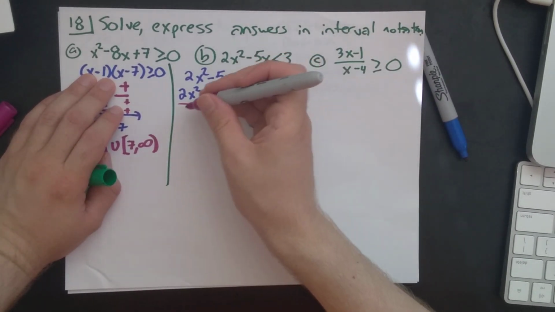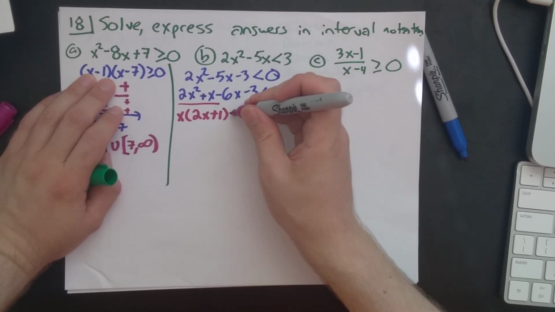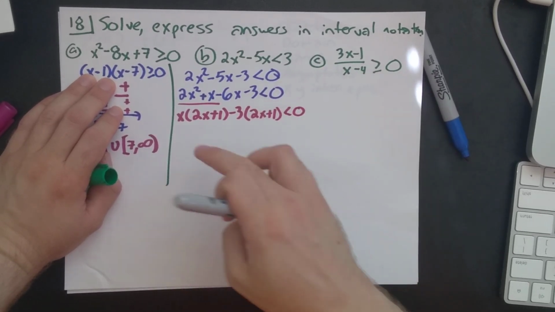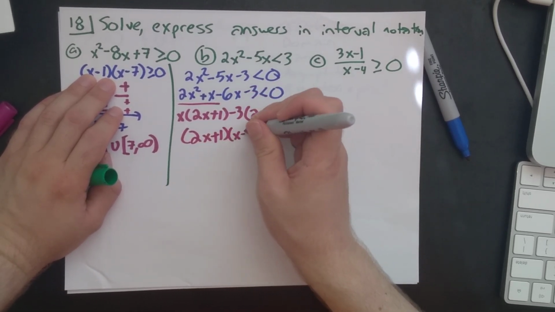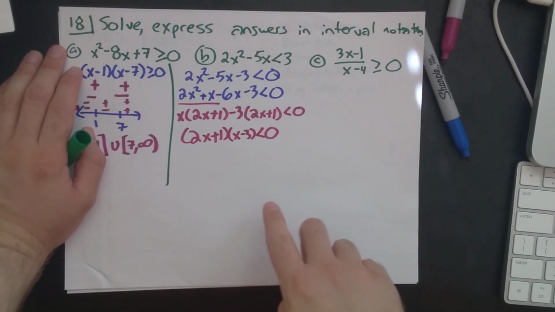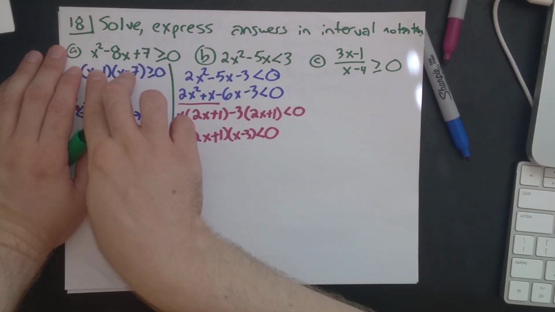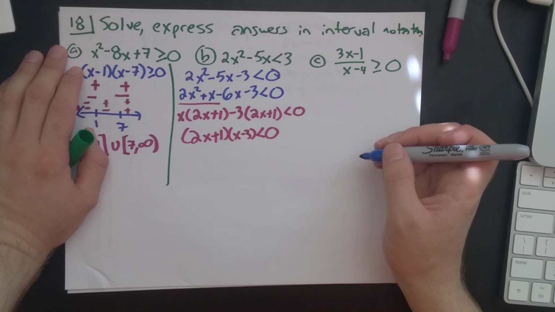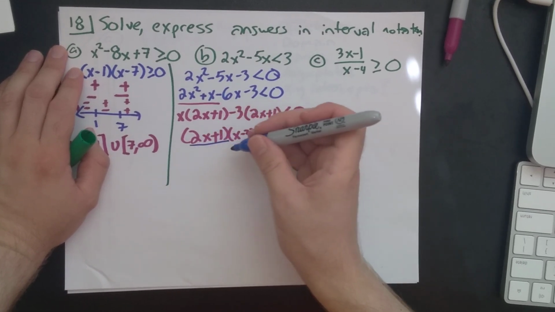From these first two terms, I can pull out an x times 2x plus 1. And from these terms, I can pull out a minus 3. And so we get 2x plus 1. And so what do we see here? This is 2x plus 1 times x minus 3 is less than 0. So similar to before, we want, now, instead of having both the terms be positive or both the terms be negative, because we want this to be negative, we want exactly one of the terms to be negative. So when does this happen?